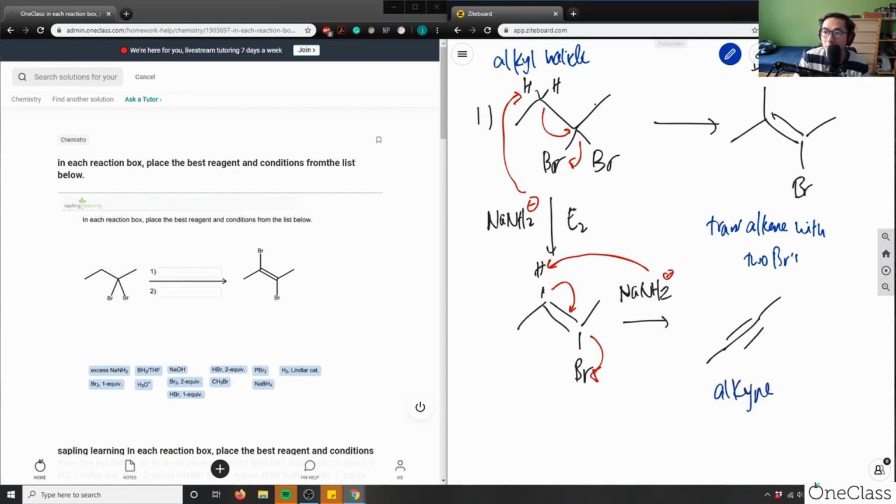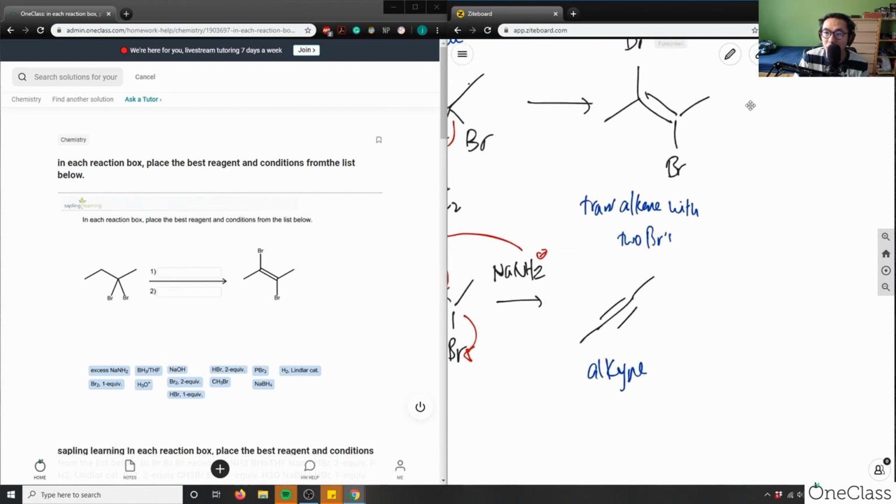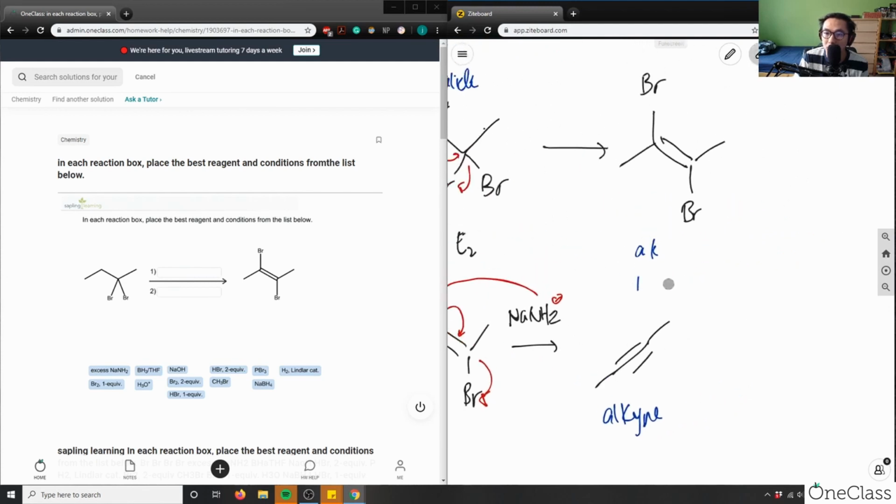Alkyne, and then all I'm going to have to do is the second step, because this is the first step, right? I add NH2, it's going to do an E2 twice, so it eliminates twice. I get an alkyne, so from an alkene to an alkyne. And then, how do I get from this alkyne to my alkene with two groups trans to it, right? I'm simply just going to have to add Br2, right?